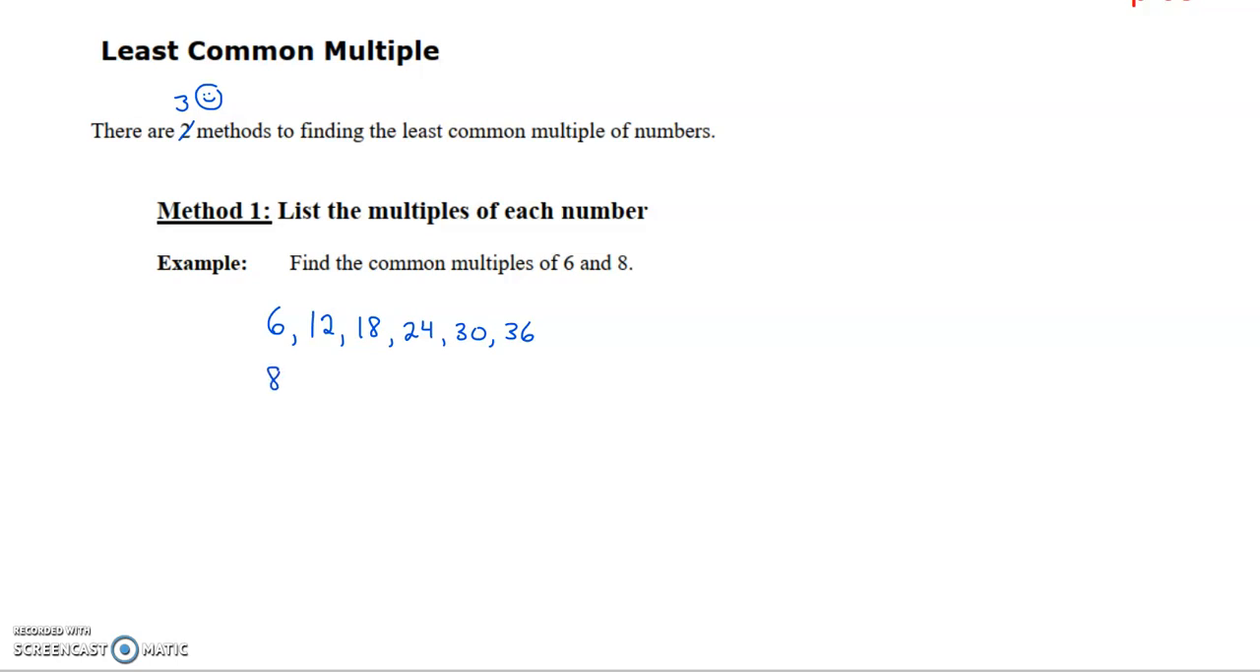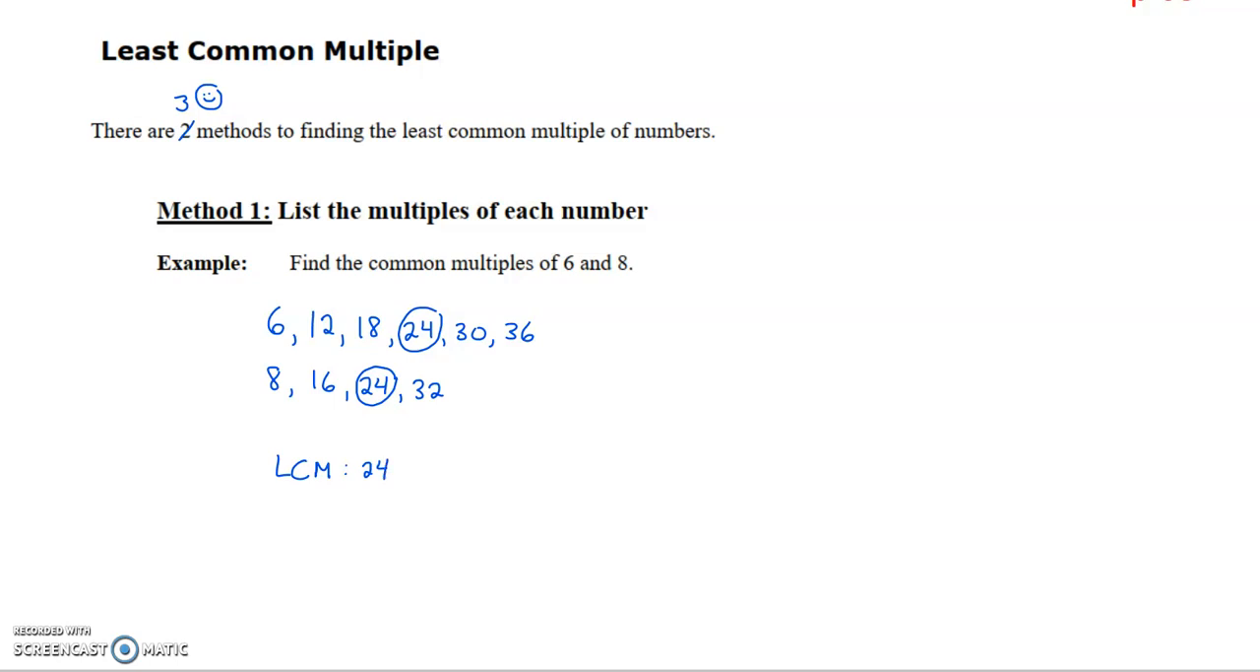So with the 8, we're going to go up by 8s. So 16, 24, 32, and there we can see that we have a multiple that is the same, and it's 24. And we're looking for the lowest number we can find that they both create, right, through the multiplication process. So the lowest common multiple of 6 and 8 is 24.